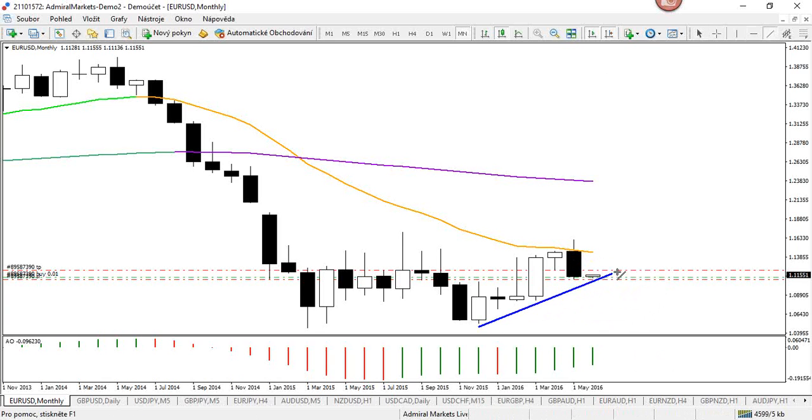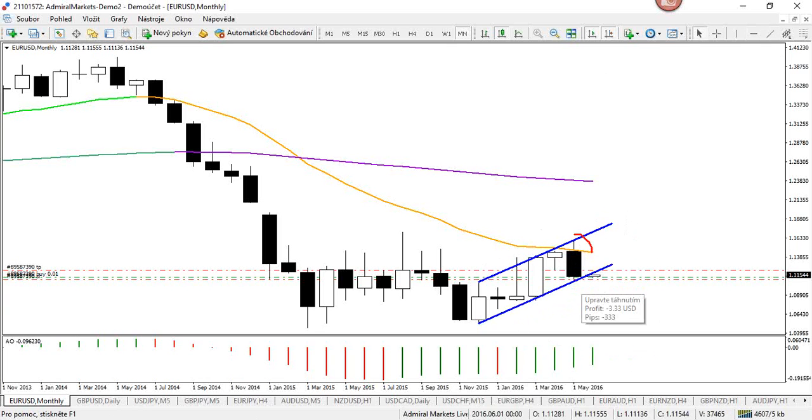But ultimately, we're still at support here. Typically, support breaks if you get a candle like this in front of it. But before things start to fall more impulsively, it doesn't have to be this month.